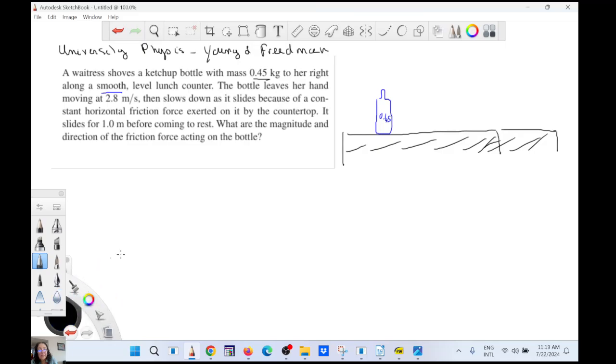So she shoved the bottle, and it says the initial velocity is 2.8 meters per second, and it's going to stop. Okay, so it's going to move. So at t equals 0, that's the initial velocity. So I'm going to call that the initial velocity. And of course, you want to pause the video.